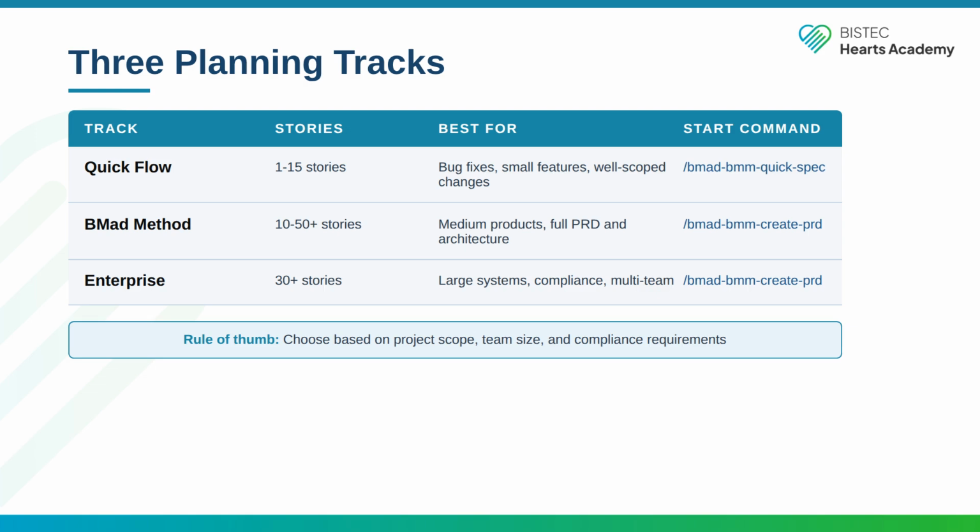Enterprise is for 30 or more stories with compliance requirements, multi-team coordination, or regulatory needs. This adds extra governance and documentation layers on top of the BMAD method track. When choosing a track, think about story count, compliance needs, and team complexity. The right track gives you just enough process without slowing you down.